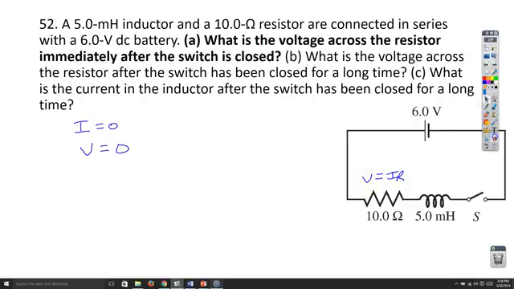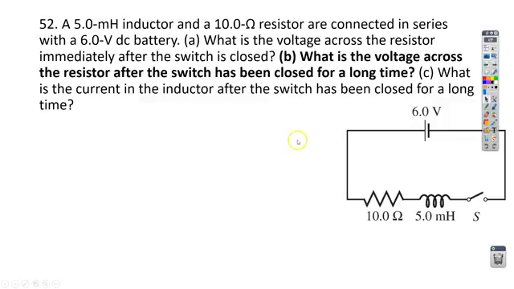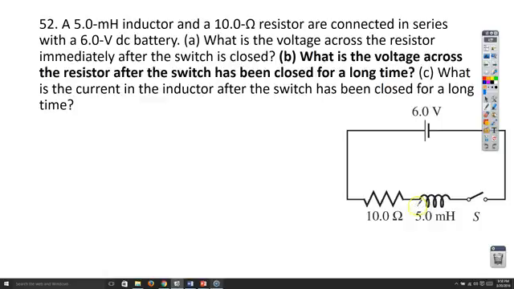For letter B, it says, what is the voltage across the resistor after the switch has been closed for a long time? So if it's been closed for a long time, we know that the current is at a maximum now in here, and so all of the voltage will be running through, and so we should have 6 volts running through this resistor if it has been closed for a long time.